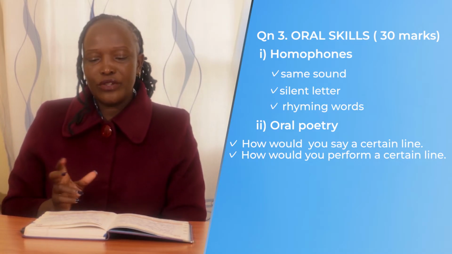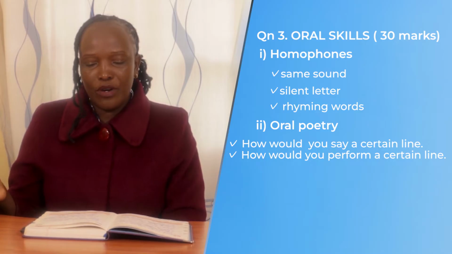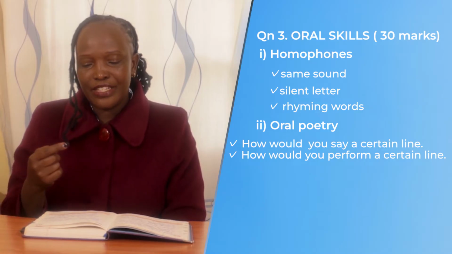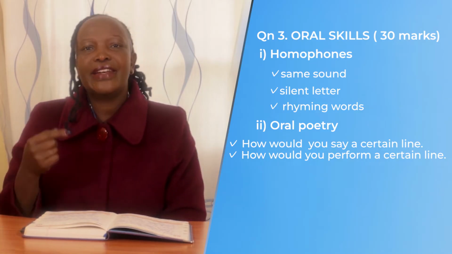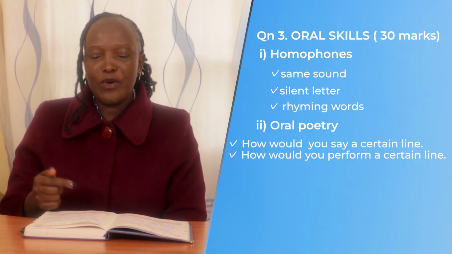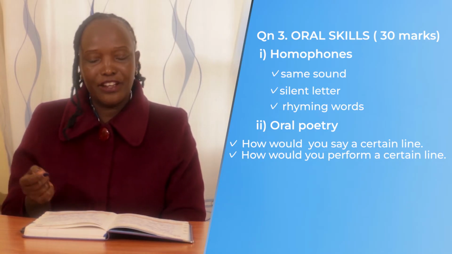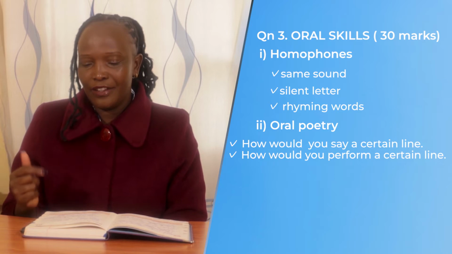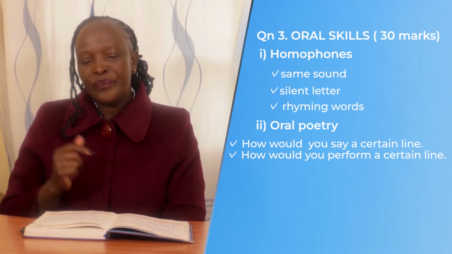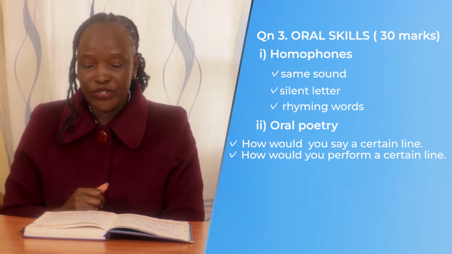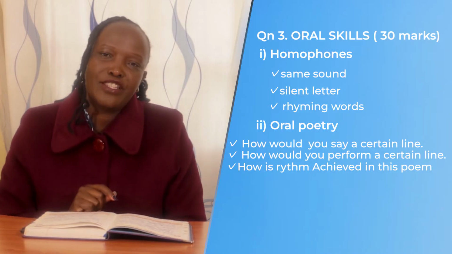And so the question is not asking you about... you realize there's a difference between how would you say and how would you perform. When you're talking about performance, it's a totally different thing from how would you say. And in the future, we'll look at how would you do that. The other question you can be asked on oral poetry is, how is the rhythm achieved in this poem?